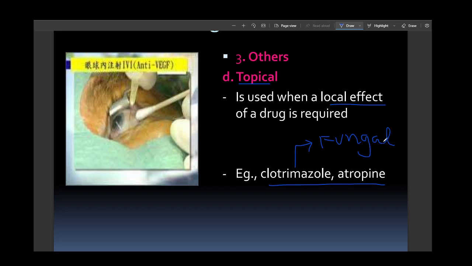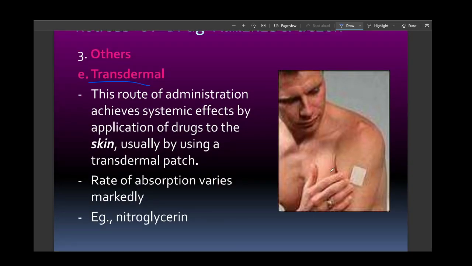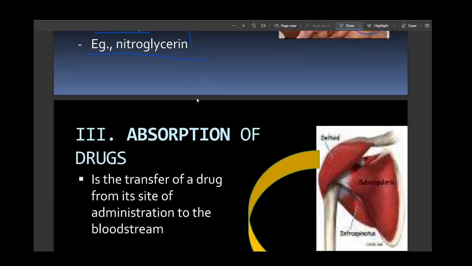Then there is the transdermal, across the skin. There are patches, for example, nitroglycerin, and LSD, a drug, can also be taken by a transdermal route. It can be put on the tongue as well.